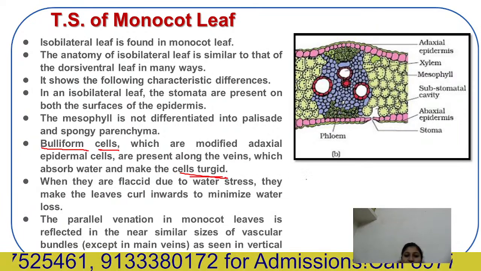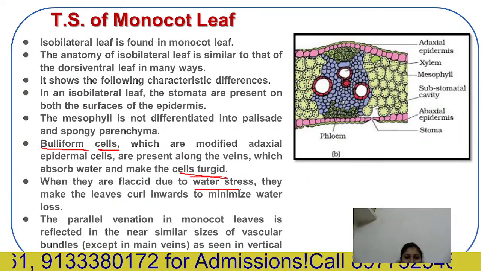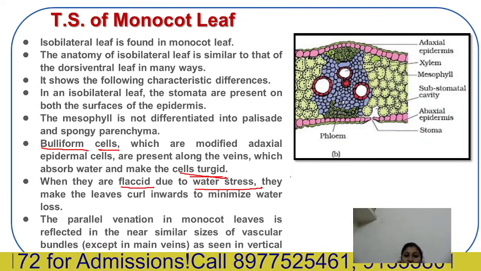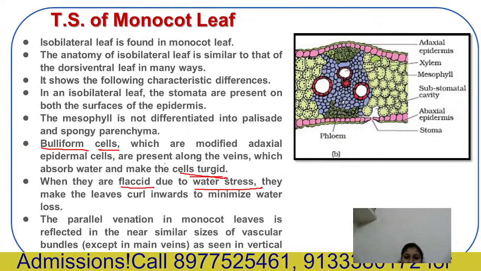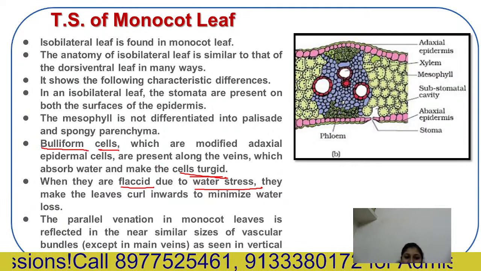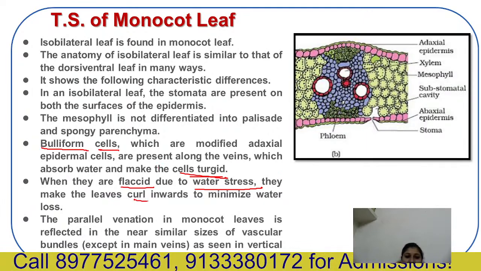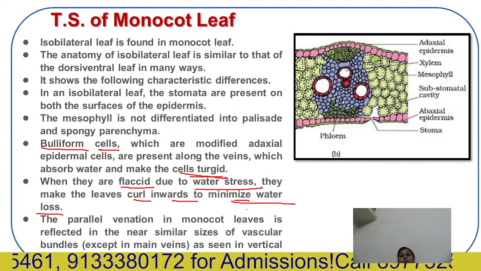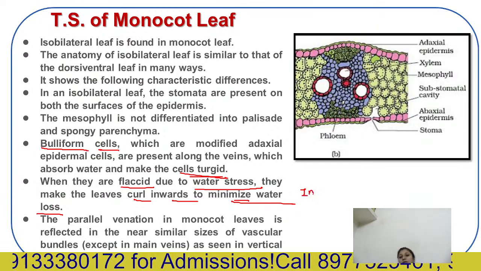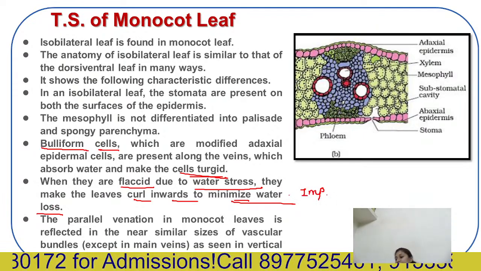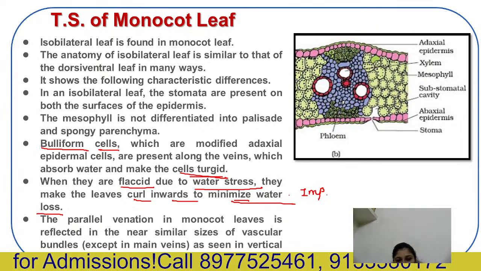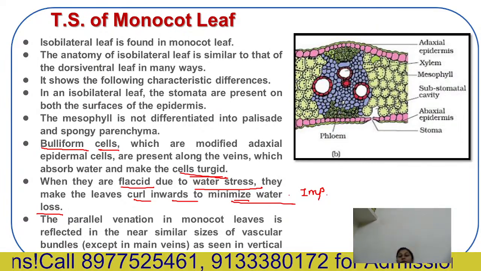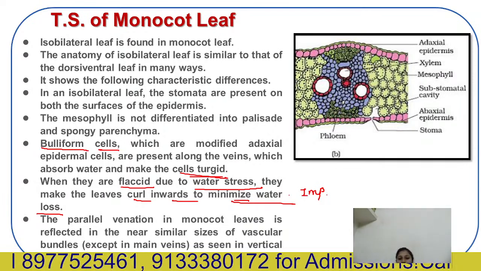And when there is water stress, they become flaccid. First, there will be water loss from these bulliform cells. And they will become flaccid, and because of that, leaves curl inward to minimize water loss. So curling, an important point to notice, curling of grass or curling inward of any type of monocot leaf is because of loss of water from the bulliform cells.